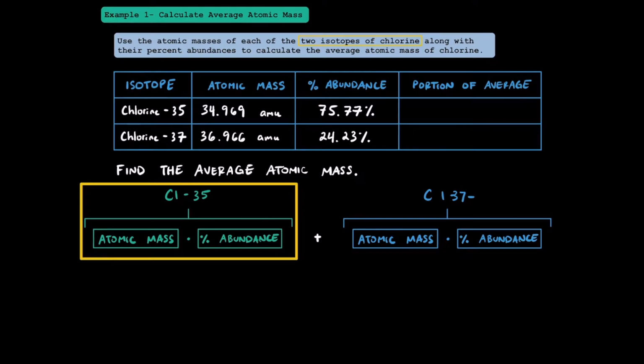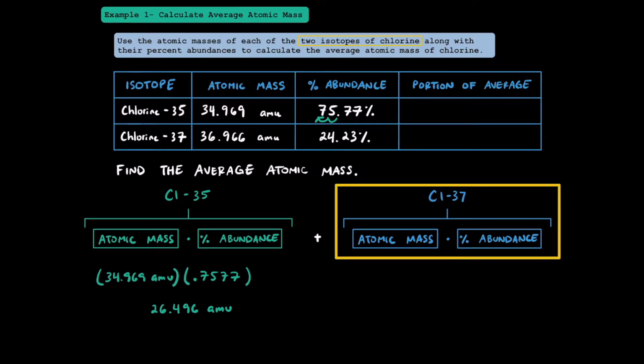The atomic mass of chlorine-35 is 34.969 AMUs, and we're going to multiply that by the percent abundance in decimal form. To change the percent abundance to a decimal, we just divide it by 100 or slide the decimal 2 spots to the left as a shortcut. As a decimal, the percent abundance is going to be 0.7577. Multiplying these 2 together, we're going to get about 26.496 AMUs.